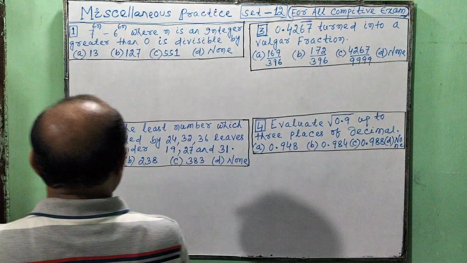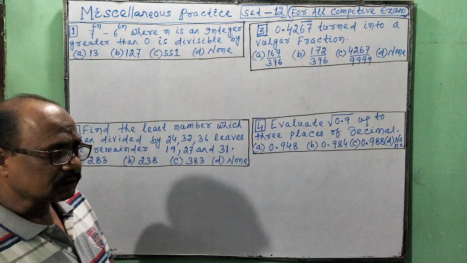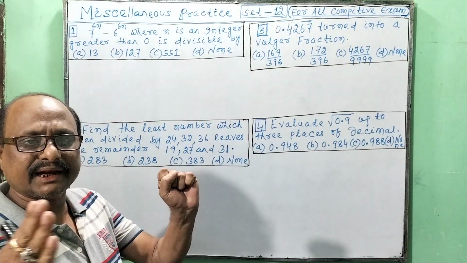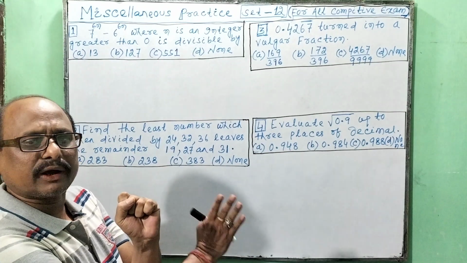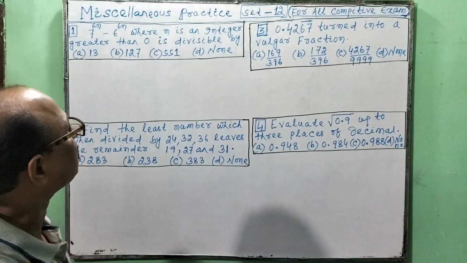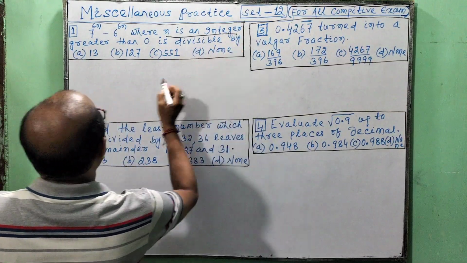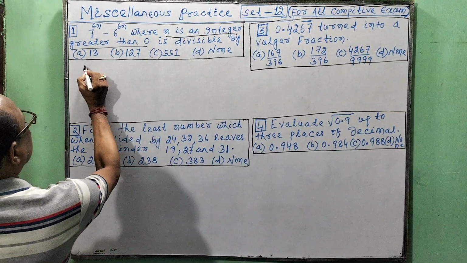Miscellaneous Practice Set 12, number 1, question: 7 to the power 6n minus 6 to the power 6n, where n is an integer. What do you mean by integer? 0 is in the middle; going to the right we get 1, 2, 3, 4, 5, 6, and going to the left we get -1, -2, -3. All are integers. But the question is that n is an integer greater than 0. So let's start.